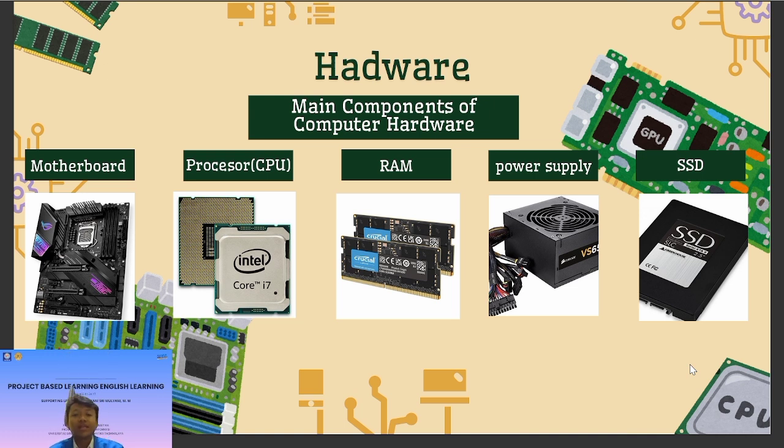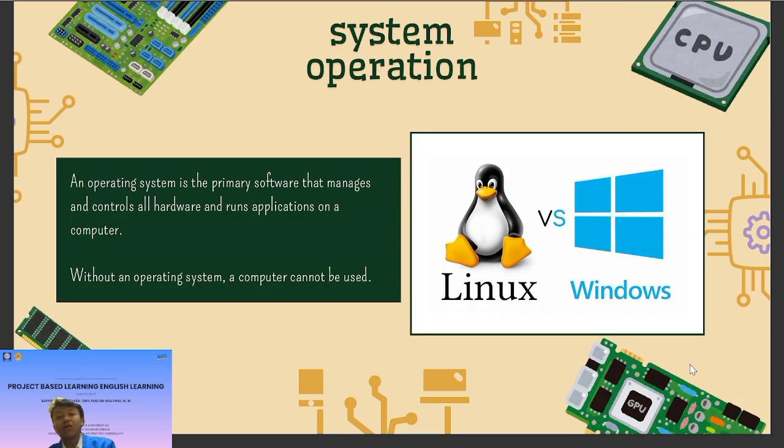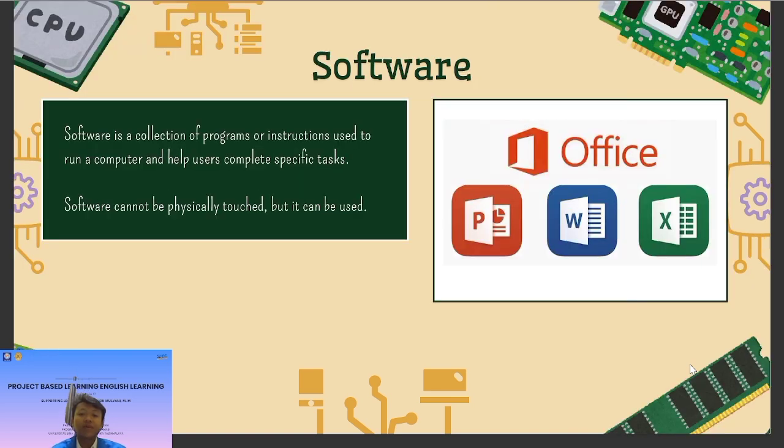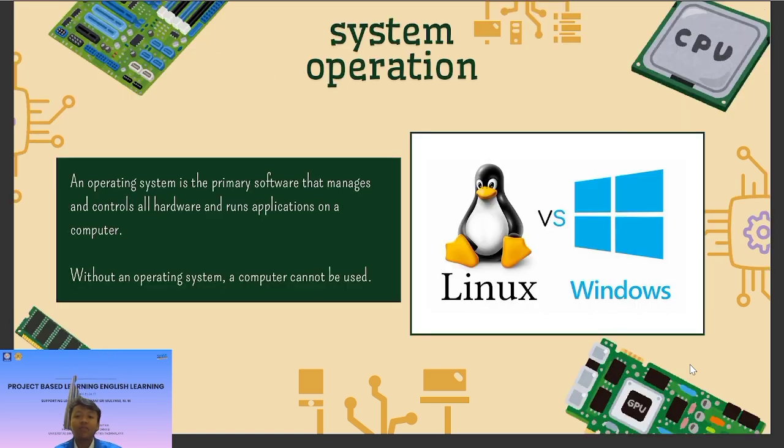So, in essence, the operating system manages resources, boot devices, and software. It is a bridge between the user and the computer. Examples of operating systems are Windows or Linux. An operating system is the primary software that manages and controls all hardware and runs applications on a computer. Without an operating system, a computer cannot be used.